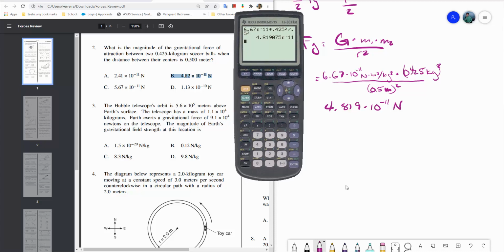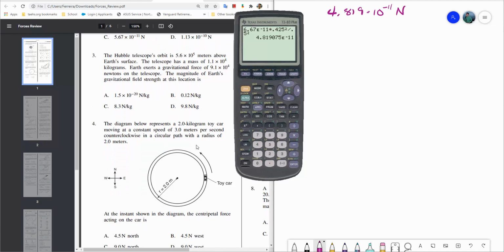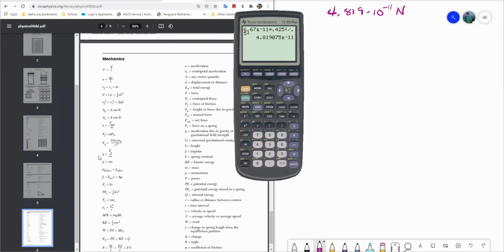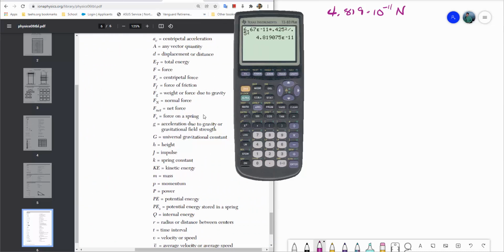Alright, number 3 now. So 3 reads, the Hubble telescope is in orbit 5.6 times 10 to the 5 meters above the Earth's surface. The telescope has a mass of 1.1 times 10 to the 4 kilograms. Earth exerts a gravitational force of 9.1 times 10 to the 4 newtons on the telescope. The magnitude of the Earth's gravitational field strength at this location is. Here it's useful to take a quick look at your reference table. Your reference table makes a note that the strength of the gravitational field is represented by g. g is acceleration due to gravity, or the gravitational field strength.